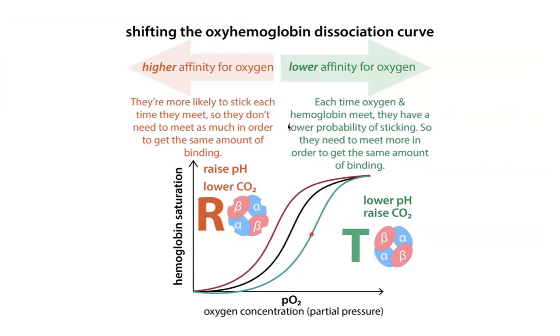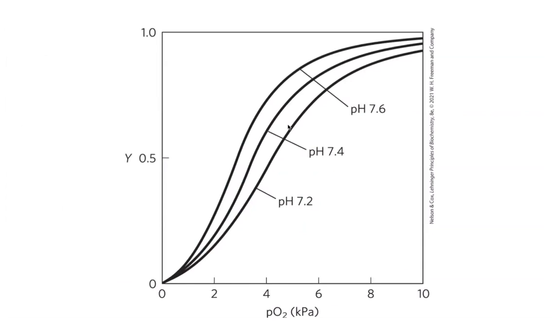Remember that a shift to the right is basically saying you need more oxygen for half of it to be bound, whereas a shift to the left is saying you need less for it to be bound. So at a lower pH, we have a lower affinity, and at a higher pH, we have a higher affinity. And remember that even little changes in the numbers for pH can correspond to big changes in the amount of protons available. And so this can actually have a pretty dramatic effect, even for small changes in the pH.